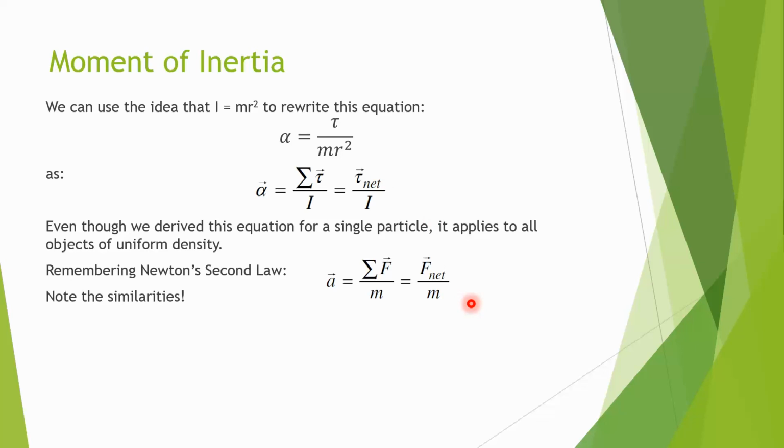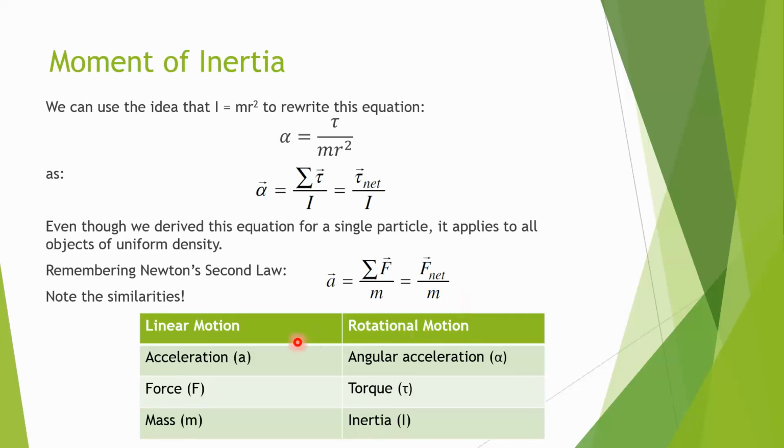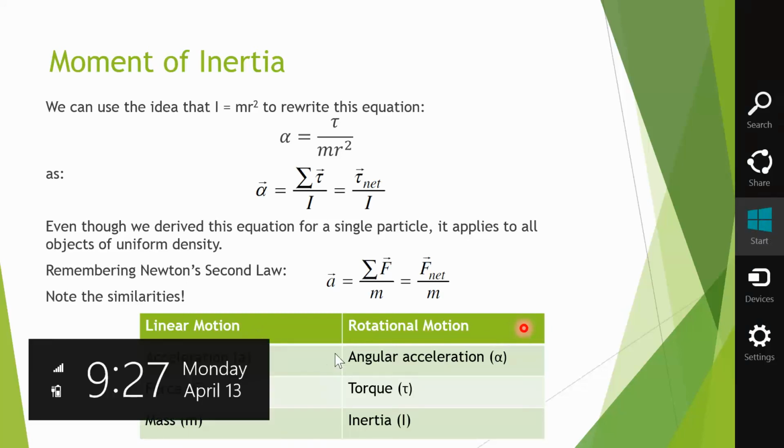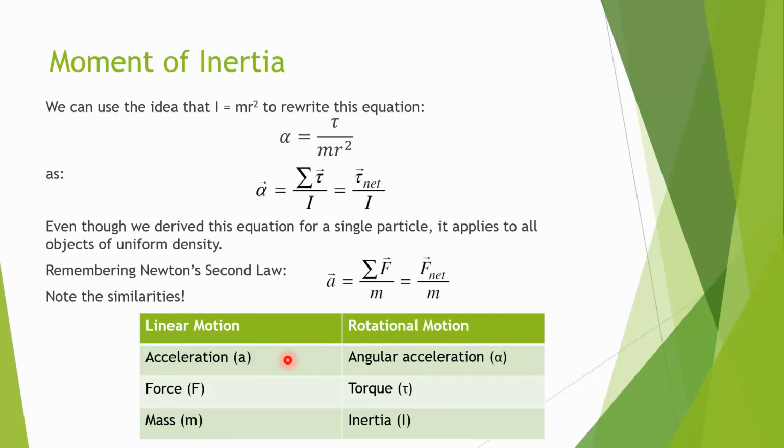Let's note the similarities. So this table shows variables for linear motion and the equivalent rotational motion variables. Linearly, we have acceleration is a. Rotationally, we have angular acceleration is alpha. Linear force, the rotational equivalent is torque. Linear motion, mass, the rotational equivalent is moment of inertia. This should say moment of inertia.